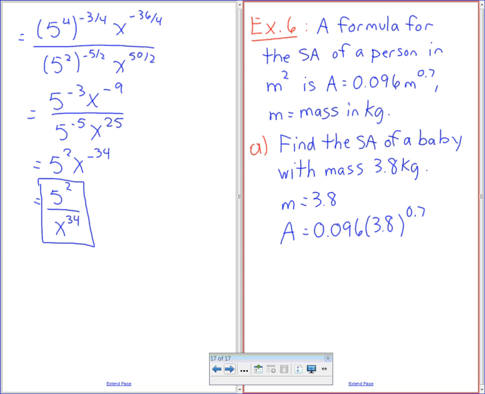Okay, so what I'd like you to do is to do that in your calculator. If you have a super duper calculator, you can do that all in one step. If you don't, which is most people in this room, what should you calculate first? Yeah, so 3.8 to the power 0.7, and then times that by 0.096.